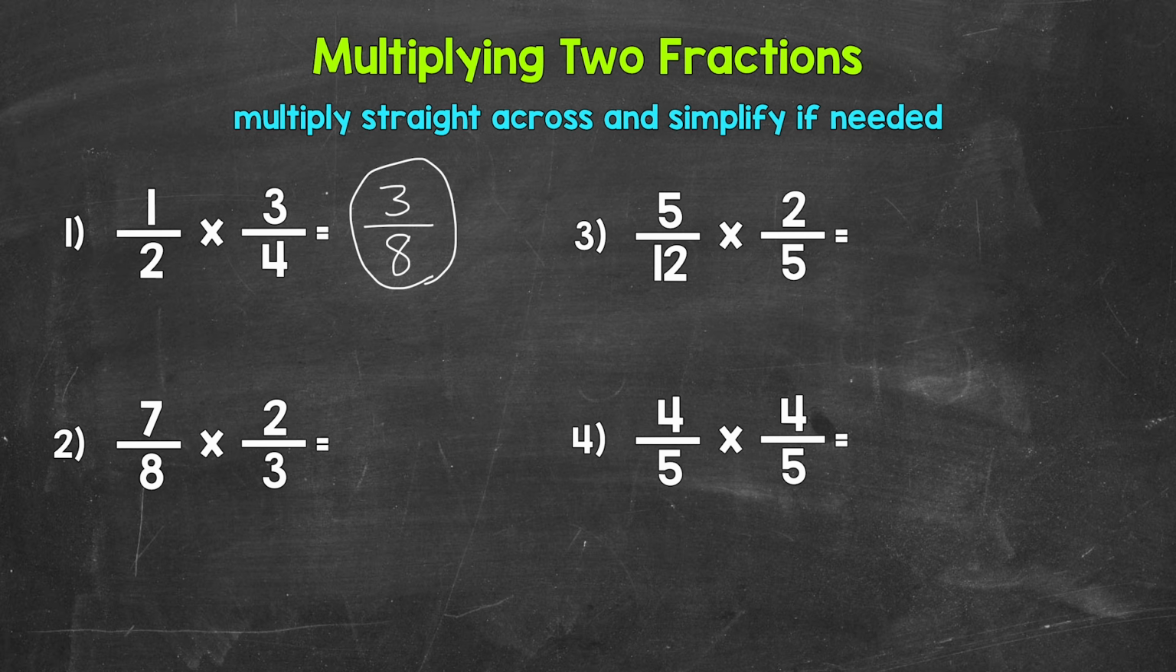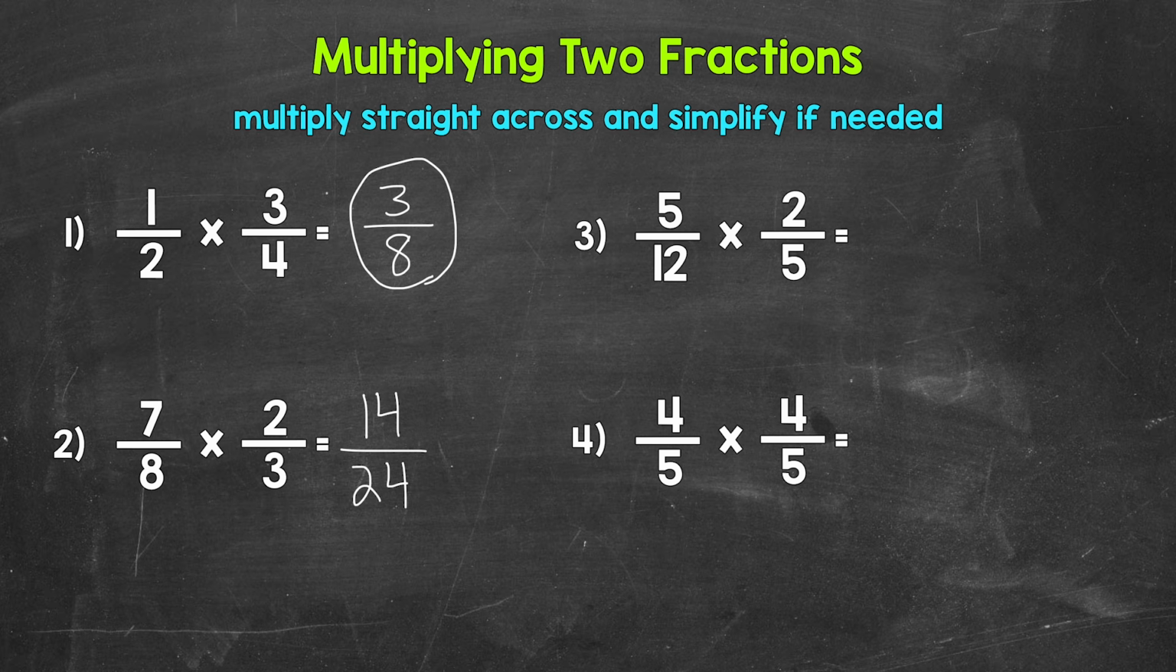Let's move on to number 2, where we have 7/8 times 2/3. Let's multiply straight across, starting with the numerators. 7 times 2 gives us 14. And now for the denominators. 8 times 3 gives us 24. So we end up with 14/24. Now 14/24 can be simplified.